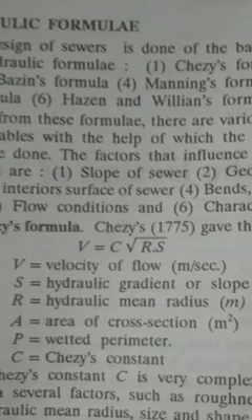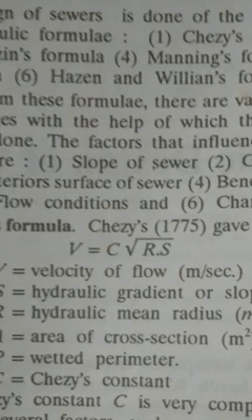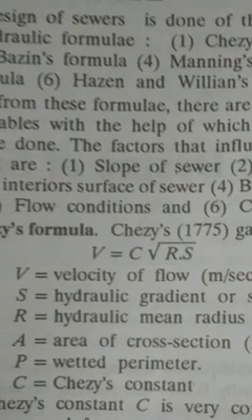You can see Chezy's formula, the first one. V is equal to C root of RS, where V is the velocity of the flow in meters per second, and C is the Chezy's constant. It's a constant that may have different numbers. Next is root of R into S. What are R and S? S you can take directly as the hydraulic gradient or slope of the sewers. But R is not radius. Don't ever take R as a radius. R is the hydraulic mean radius.